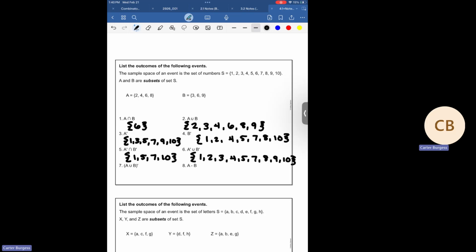Think about if we go this way, 1 doesn't live in either. So obviously 1 fits this description. 2 does live in A, but doesn't live in B. So it fits that description. 3 doesn't live in A, even though it lives in B. So it fits that description. 4 lives in A, but doesn't live in B. So that's fine. 5 doesn't live in either. So that's great. 6 is the only one that lives in both A and B. So 6 is the only one that's excluded.